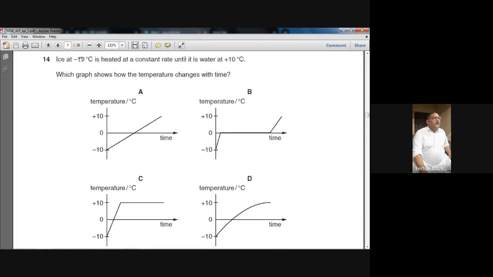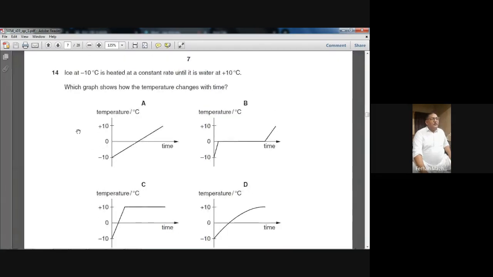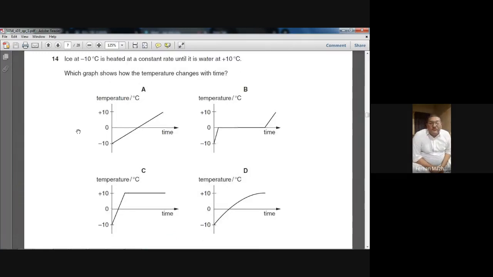Okay, on your screen, let's move to question number 14 of the summer 2003 paper. Ice at minus 10 degrees centigrade is heated at a constant rate until it is water at 10 degrees centigrade. Which graph shows how the temperature changes with time? B, sir. Is B the right answer? Just give me a minute because my television screen is having trouble. Wait for a minute.